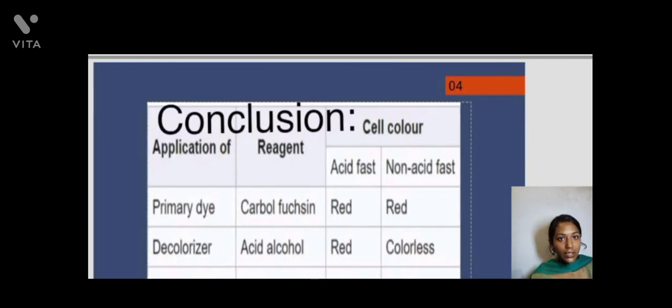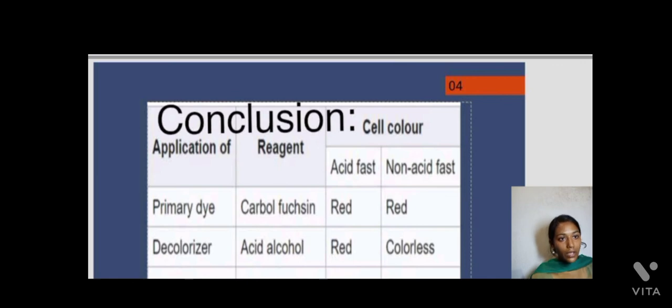So the conclusion is, the primary dye application, that is the carbamazepine reagent, will show both acid fast and non-acid fast bacteria in red or pink color. After the addition of the decolorizing acid alcohol, the acid fast bacteria will remain red, whereas the non-acid fast bacteria will become colorless. After the addition of the counter stain, that is methylene blue, the acid fast bacteria will remain red, whereas the non-acid fast bacteria will become blue.